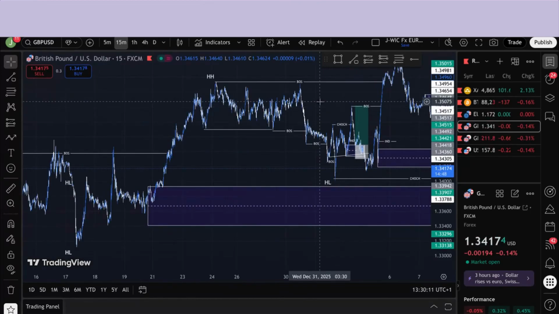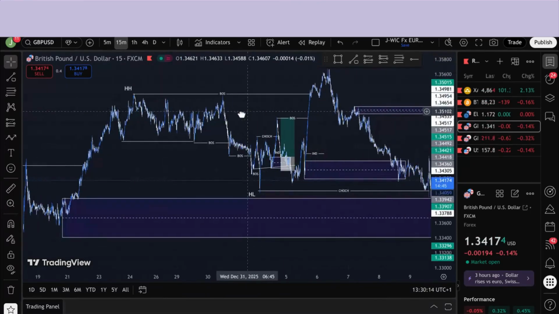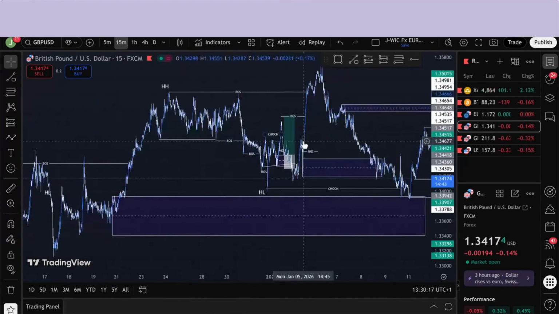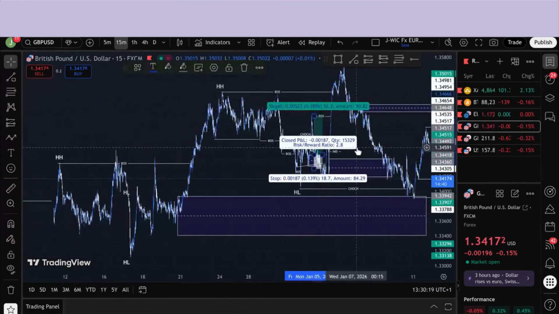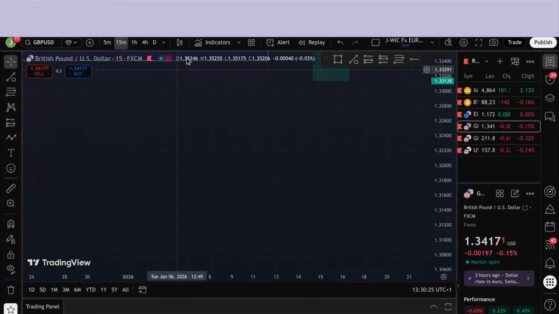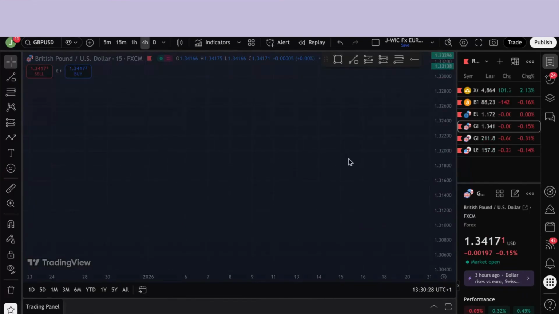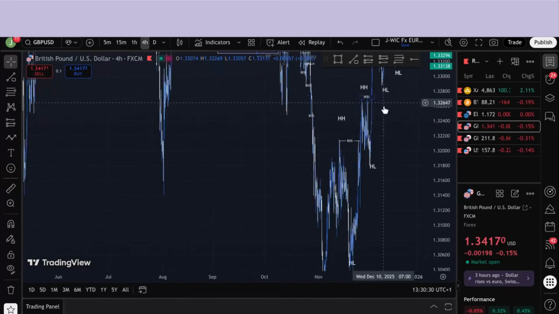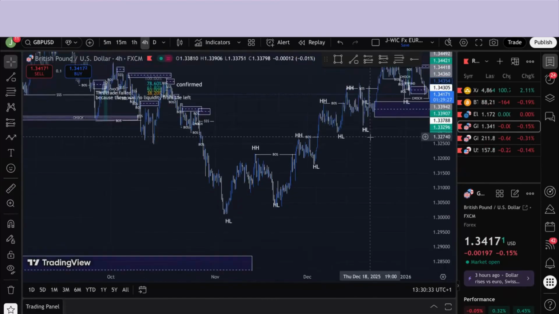So the speculation was right, but my entry at that point in time was not that okay. Now something has happened in the market. If you have paid close attention, let me explain what a change of character is. Let's go to the 4 hours first, because that's where we're going to be reading our market structure from.